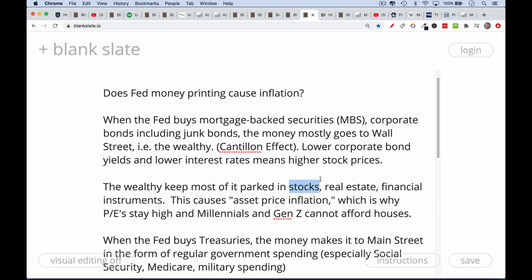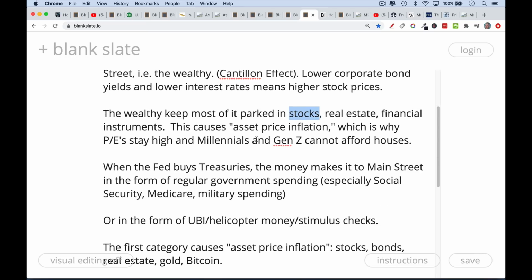PEs on stocks stay high. They've stayed high since the late 90s with various dips, but they've reached a new permanently high plateau. And so stocks are very expensive on a valuation basis. This is why value investing doesn't work anymore, because of central bank interference. And it's also why younger generations, the millennials and Generation Z, cannot afford the same houses that baby boomers, and to a lesser extent Gen X, were able to afford. This is how the Fed affects real life. I should say, it exacerbates wealth inequality.